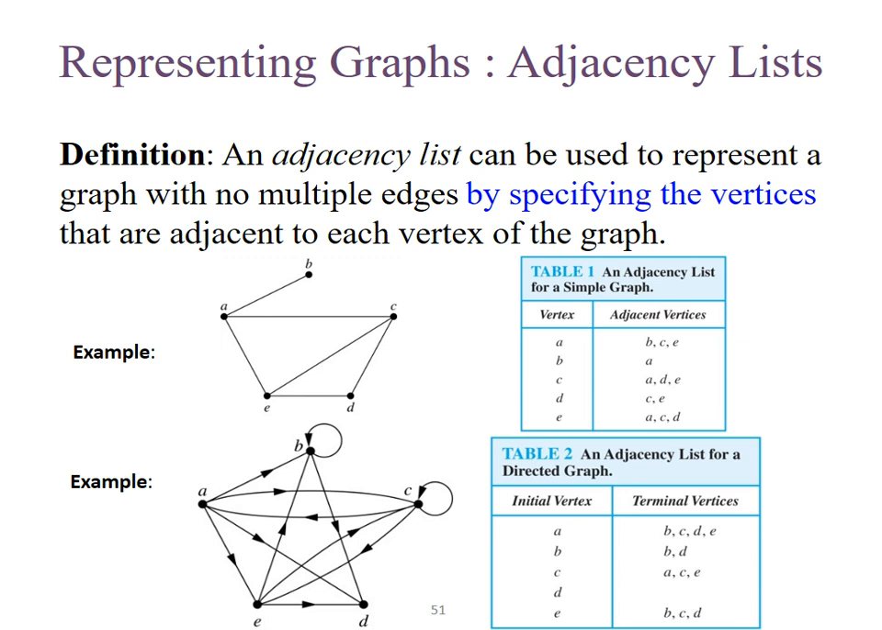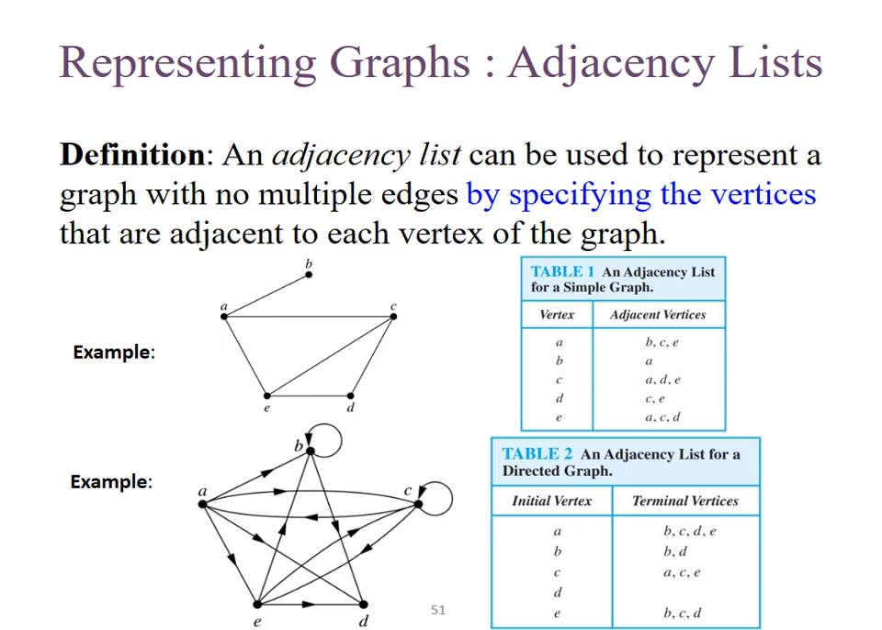So you can see for this table, when we list all the vertices starting from A, the adjacent vertices are B, C, E. And then next, B is also adjacent to A. So in the second row, B is adjacent to A. And then for C, it is adjacent to A, B, E. Okay, so we write A, B, E as the adjacent vertices of vertex C. So by using that, we can represent this graph by an adjacency list.